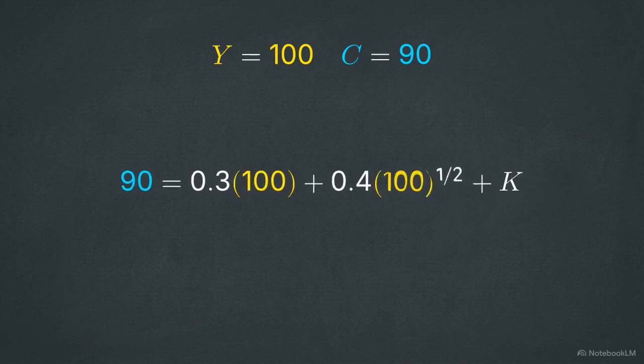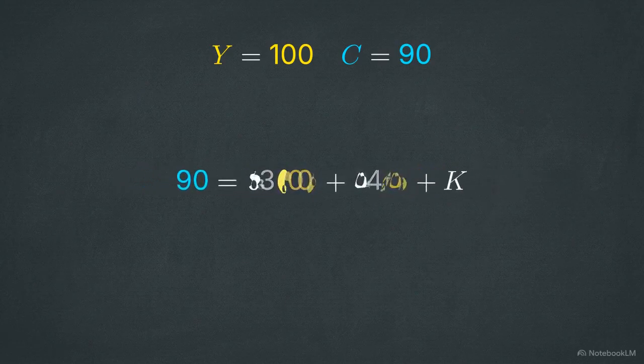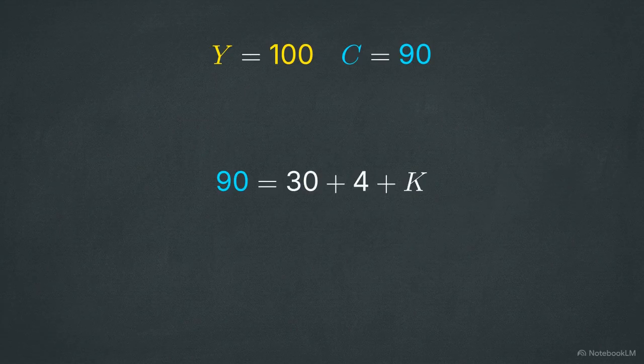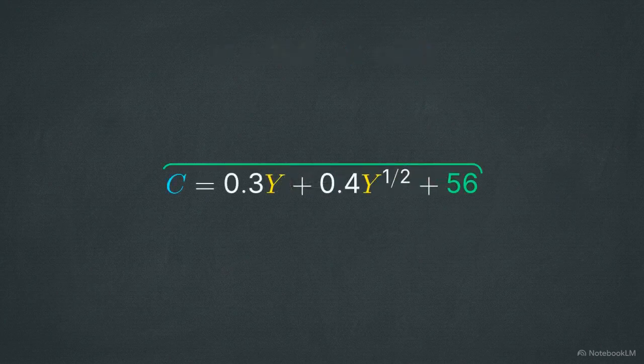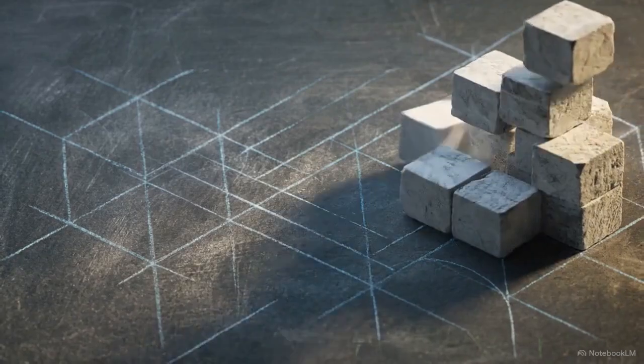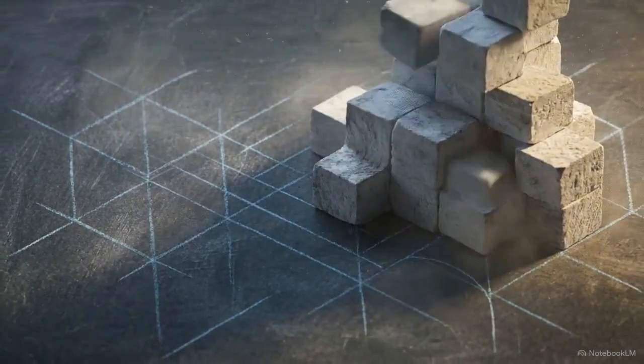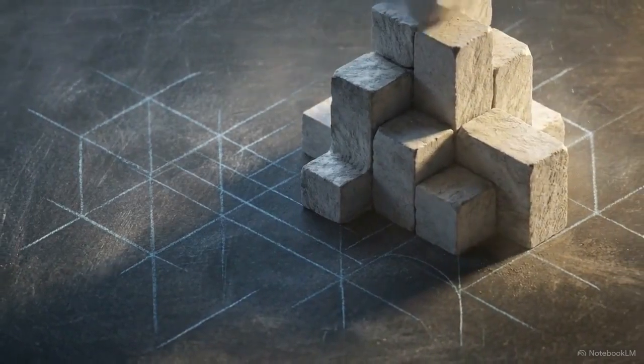Processing the basic algebra, the square root of 100 is 10, simplifying the right side of the equation to 30 plus 4 plus k. Solving for the constant gives us exactly 56. Plugging that value back in yields the finalized absolute total consumption function. Indefinite integration functions as the critical mathematical mechanism for reconstructing the total economic structures that govern a system.